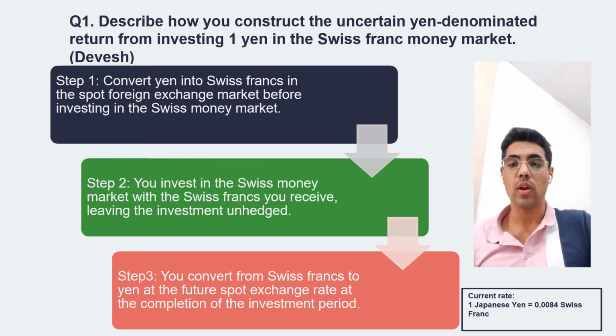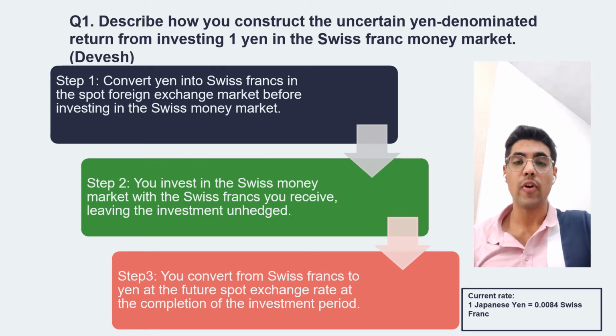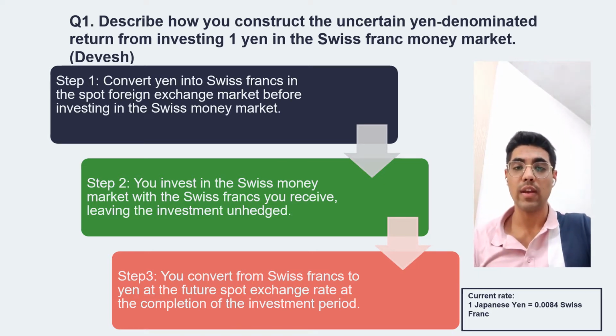The first question is: describe how you construct the uncertain yen-denominated return from investing 1 yen in the Swiss franc money market. The answer is divided into three steps. The first step is where we have been given yen and we convert that yen into Swiss francs at the given spot exchange rate.